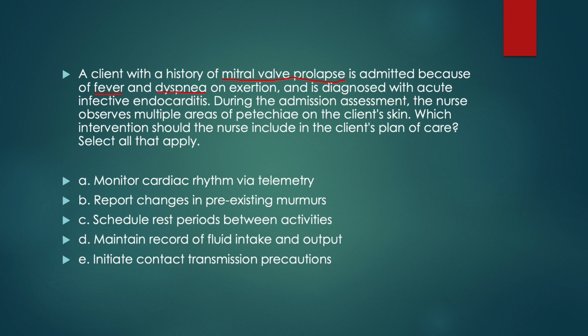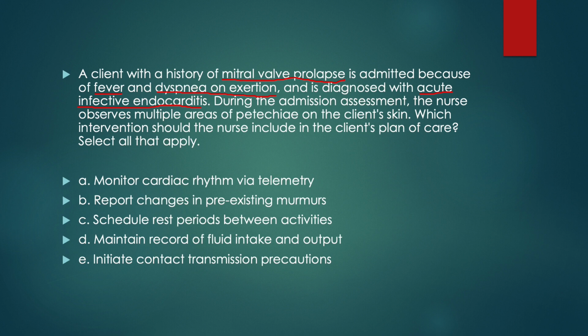This is already going towards endocarditis. I can tell you that. Mitral valve prolapse, endocarditis. There it goes. Acute infective endocarditis. So acute infective endocarditis is something that goes hand in hand with mitral valve prolapse when you're looking at your NCLEX questions. You need to know that the two are correlated.